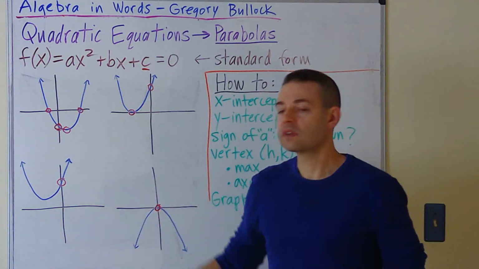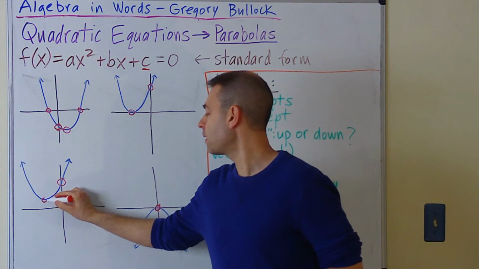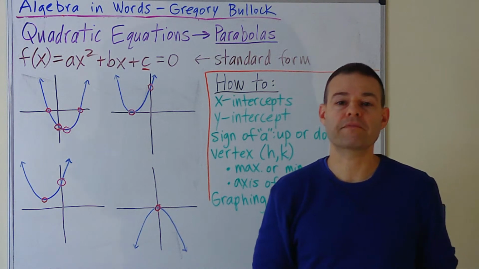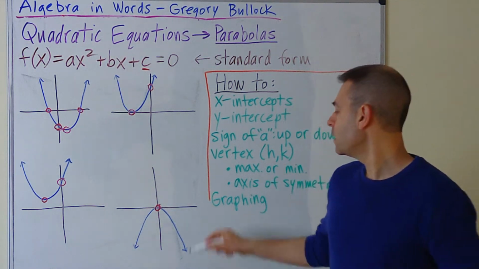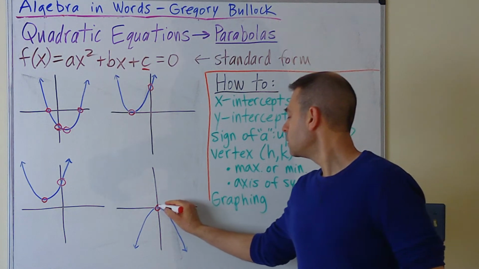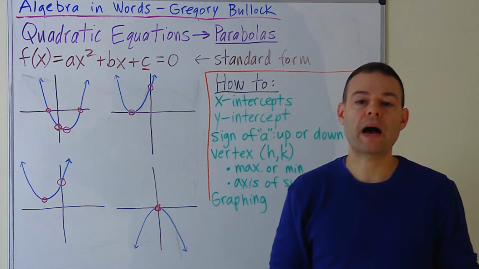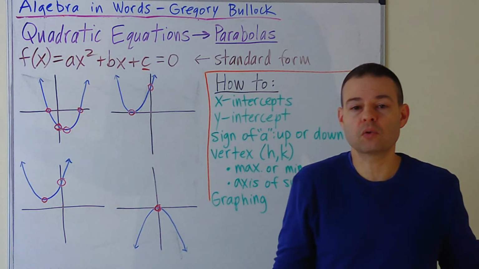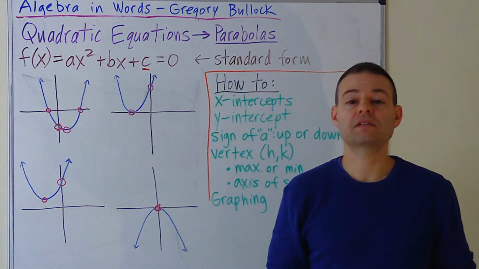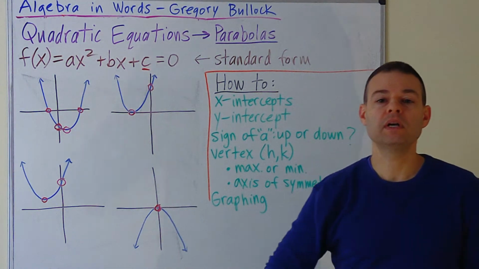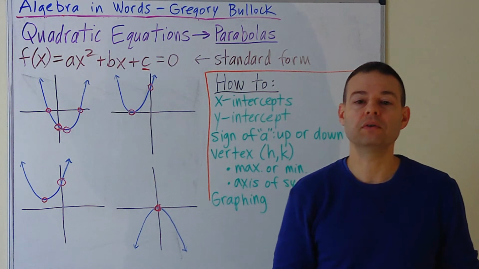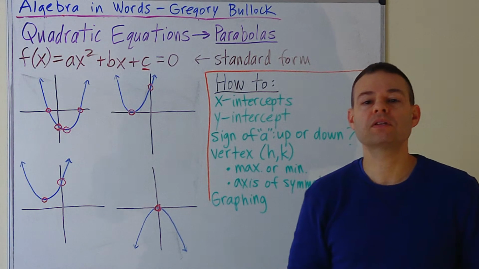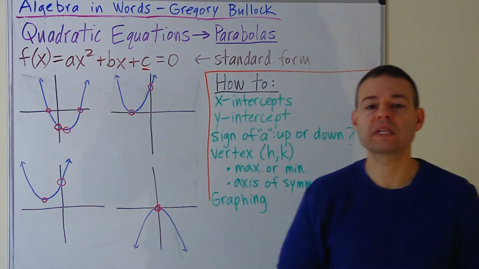What about here? The vertex would be right there. And since it opens upward, that would be the minimum, and we would get that from the y value of that point. And finally, what about this one? The vertex also happens to be the same as the x-intercept and the y-intercept. That's just coincidence in this case. And in this case, this would represent the maximum because that is the highest y value, because it opens downward. Okay, so that pretty much summarizes everything that I wanted to say about that.